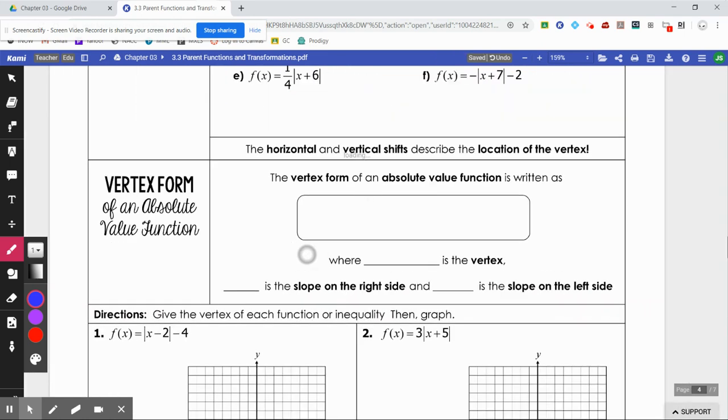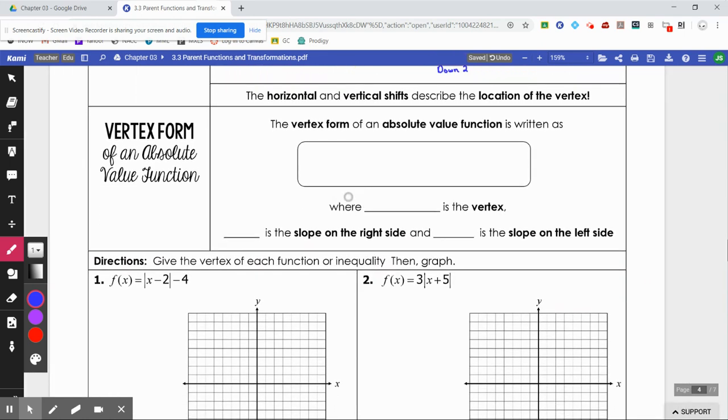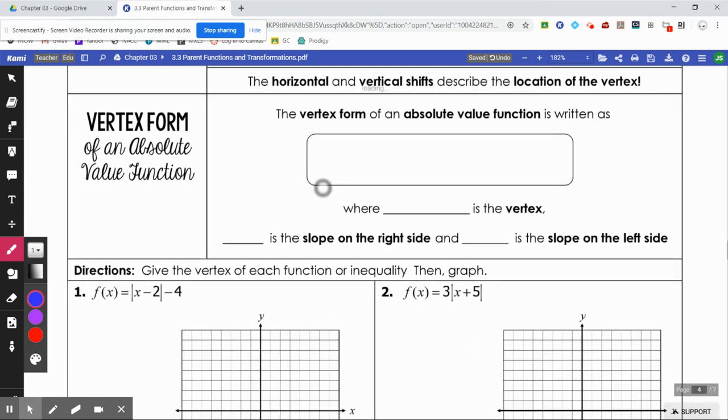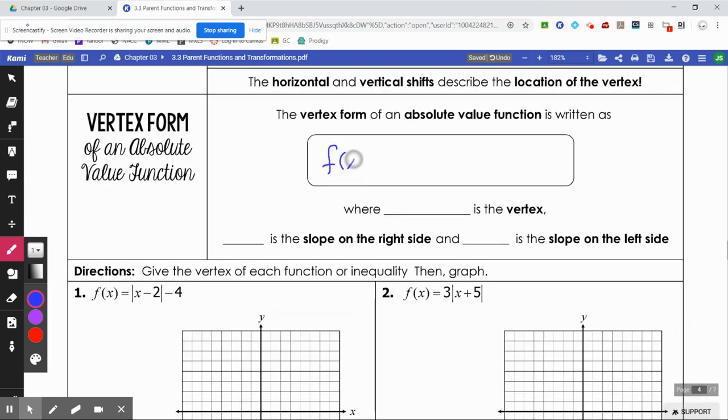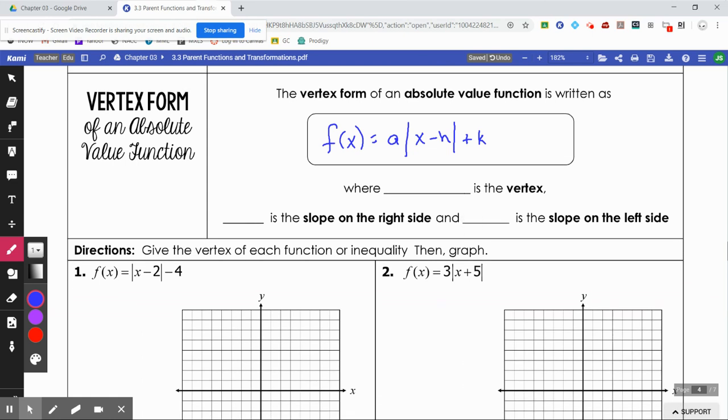Okay, so now let's actually talk about what we mean by this vertex form. Vertex form of an absolute value function looks like this, f of x. And we're going to apply all the different transformations that could happen. We might have a number out front. X minus h on the inside is going to move it right h if it's a positive, left h if it's a negative. And then plus k would move it up k if it's a positive, down k if it's a negative.